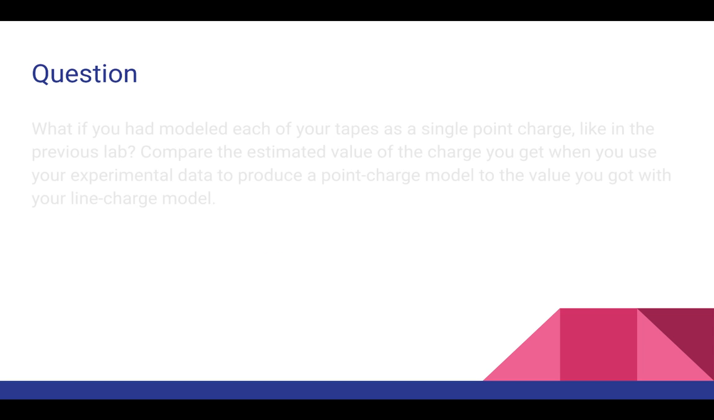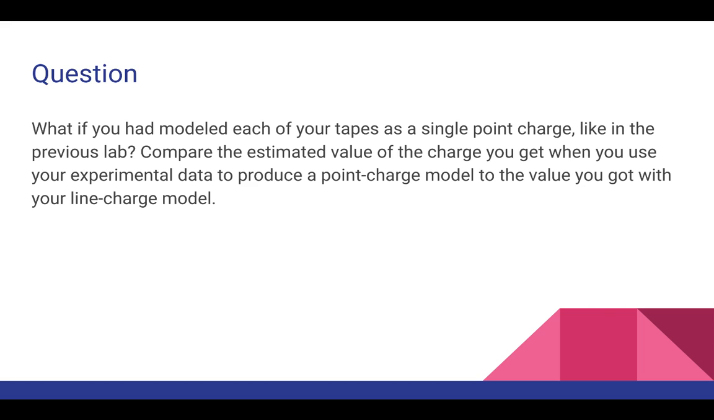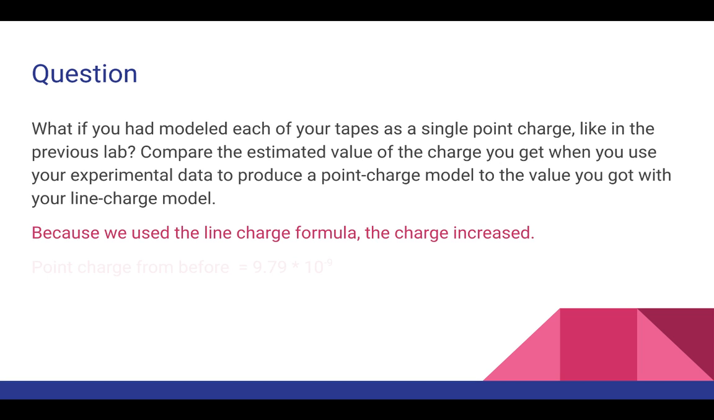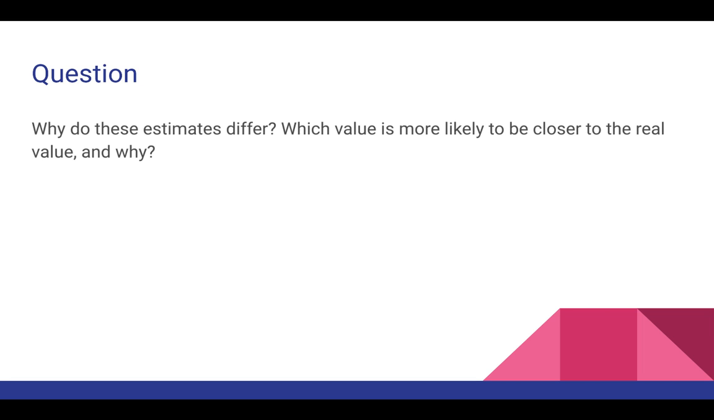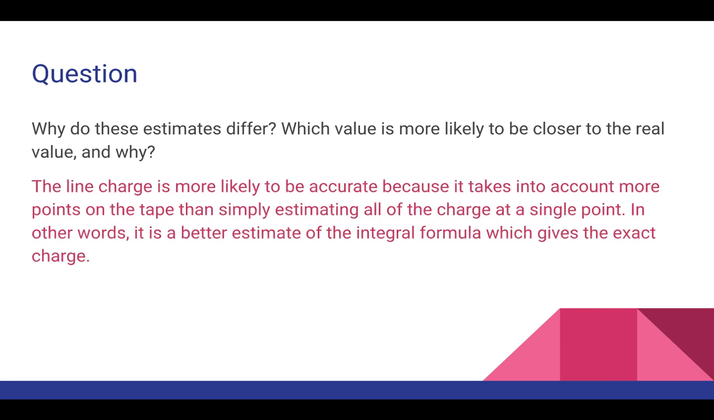A question is, what if you had modeled each of your tapes as a single point charge, like in the previous lab? Basically, because we use the line charge formula, the charge increased. So the point charge from before was 9.79 times 10 to the negative 9 coulombs, and now it's 2.21 times 10 to the negative 8 coulombs. Why do these differ? Basically, the line charge is more likely to be accurate because it takes into account more points on the tape than simply estimating all the charge. In other words, it is a better estimate of the integral formula, which gives the exact charge.